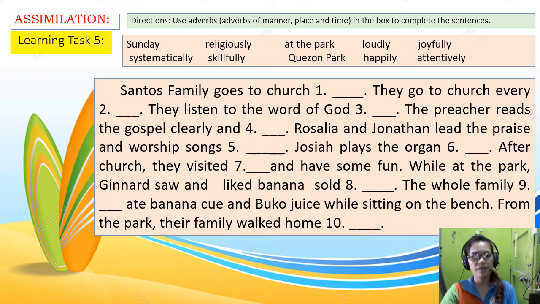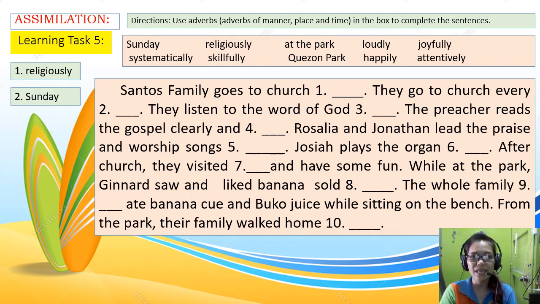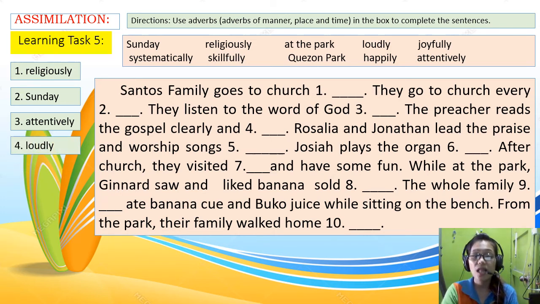Let's check your work. Number 1. Santa's family goes to church religiously. Number 2. They go to church every Sunday. Number 3. They listen to the Word of God attentively. Next, the preacher reads the gospel clearly and loudly for number 4. Number 5. Rosalia and Jonathan lead the praise and worship songs systematically.